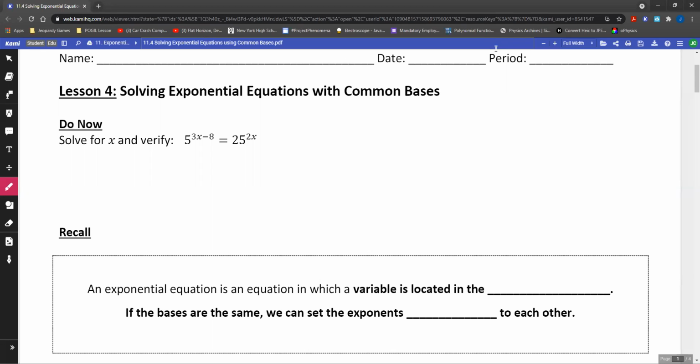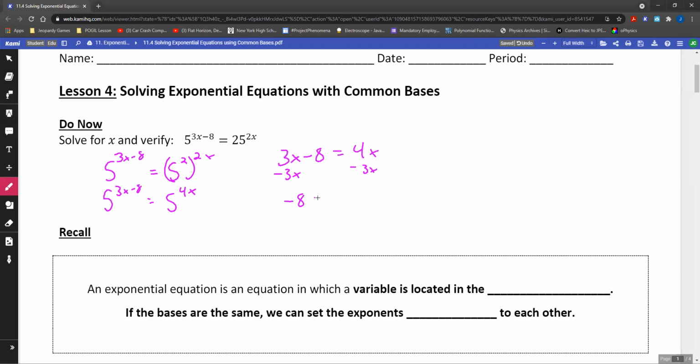All right, so going through this, we're going to rewrite the 25, so that's 5 squared. Use the power rule to turn this into 4x. Now I can set the 3x minus 8 equal to 4x. Subtract the 3x over. And I have x equals negative 8. They want us to do a quick little check, so we'll do that.